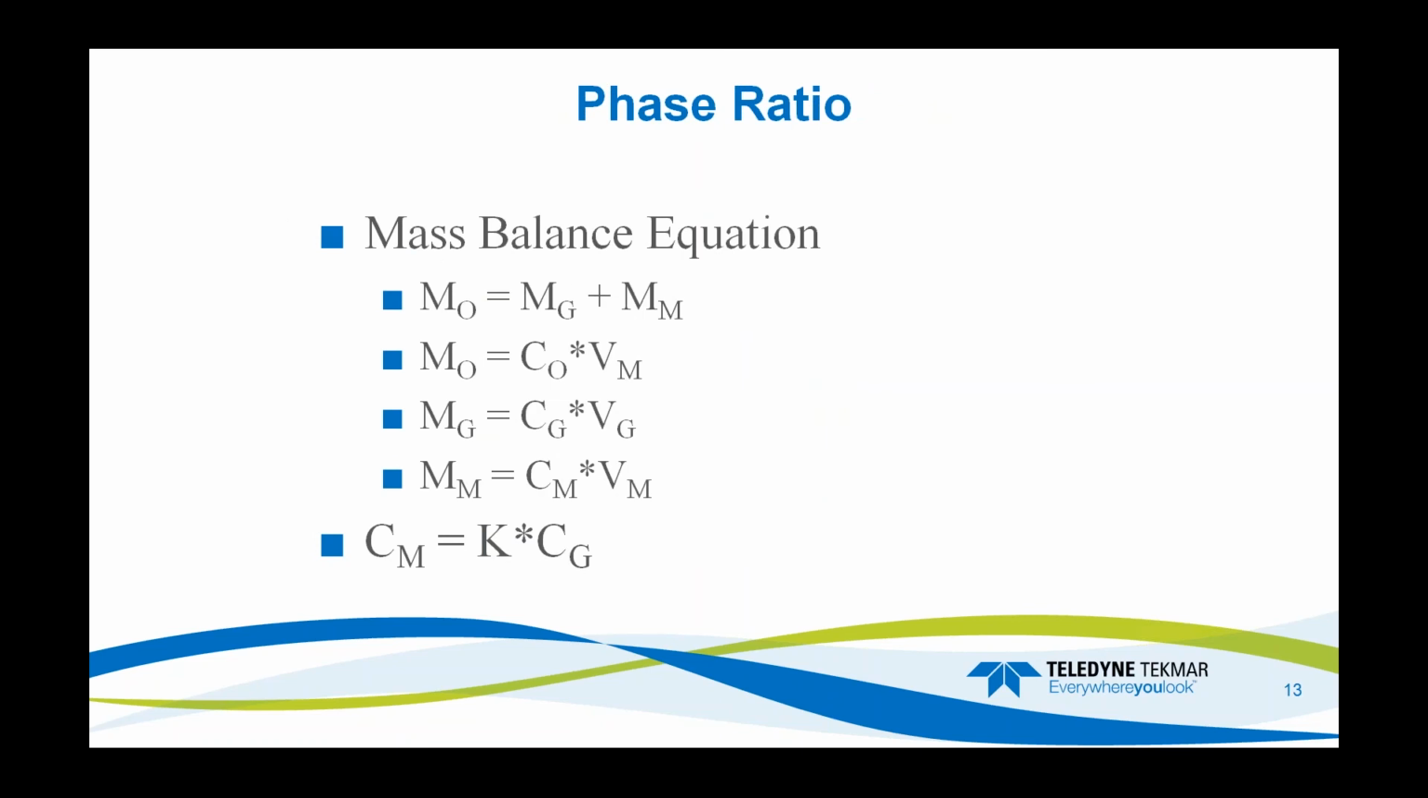Now moving on to phase ratio, talking about the mass balance equation, the mass of the original sample, when you put it into a headspace vial, will be divided between the mass in the gas phase and the mass in the matrix phase, whether that be a polymer, soil sample, or a liquid sample. We know that the mass in the original sample, because it has no headspace over it, is the concentration of the original times the volume of the matrix, whether it be 10 mL of liquid, 2 grams of a solid, or whatever.